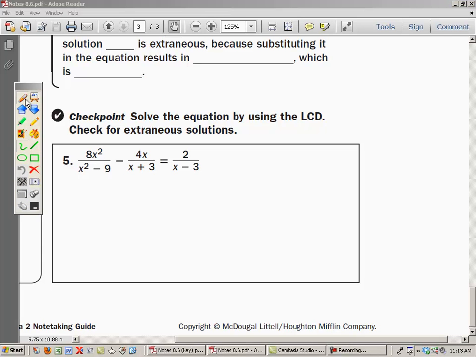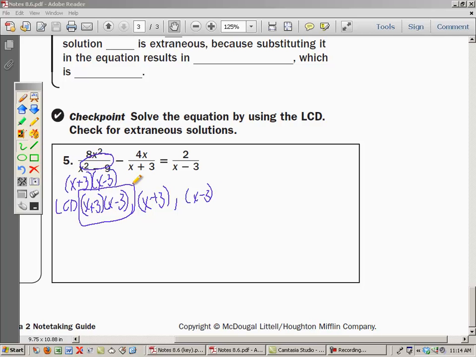All right, so in example number 5, we're going to take a look at those factors. x squared minus 9 becomes x plus 3 times x minus 3 in factored form. And so the least common denominator of x plus 3 and x minus 3, which is the denominator of the left side, and on the right side, you have an x minus 3. It becomes very apparent that the least common denominator is the product of those two things.